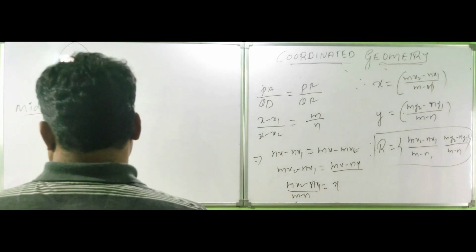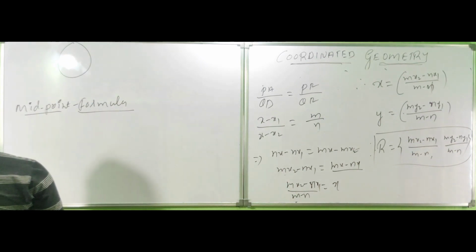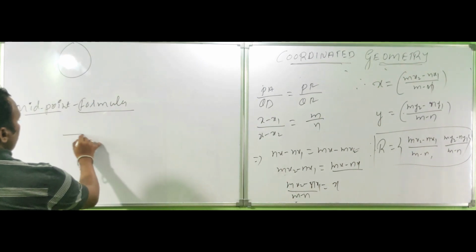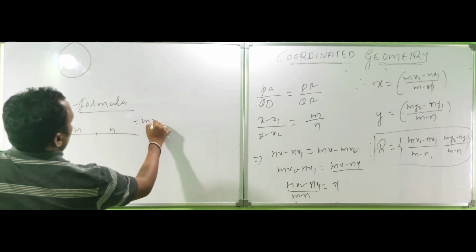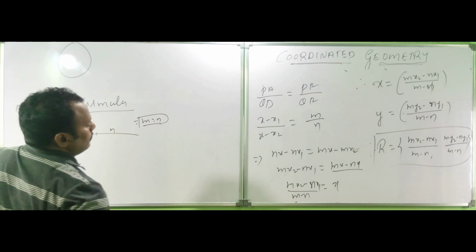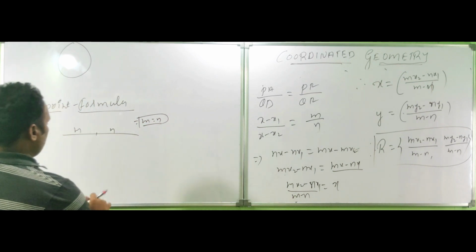Midpoint formula. What does it mean? This is the line that exactly divides, where m is equal to n. In this equation, okay, sir.